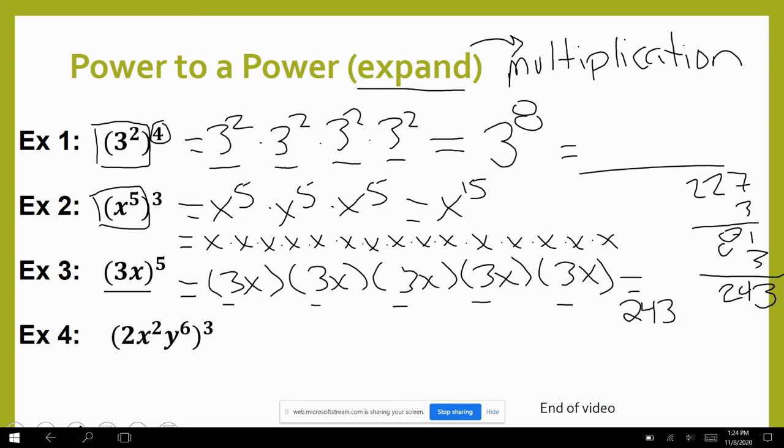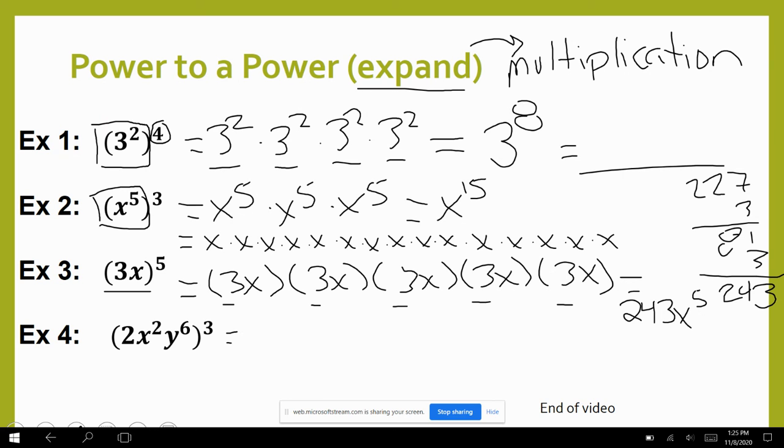And then how many x's are we multiplying together? Well, we have 5 x's that we're multiplying together. So it's 243x to the 5th. You should notice this is going to be the same as 3 to the 5th times x to the 5th. So start making observations about the connections between maybe the exponents that we have and our final solutions.